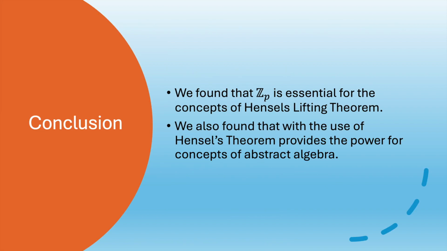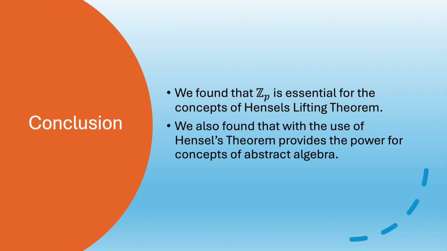In conclusion to this presentation, to summarize everything, the p-adic integer is essential in Hensel's lifting theorem. That's what we found out in general for this presentation. The reason why is how the structure is needed to be able to lift the solution from mod p to a higher power. So we find out that mod p can continue to mod p squared and mod p cubed, and so on. It can continue on forever.